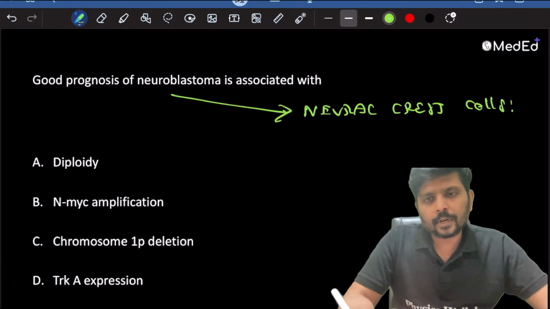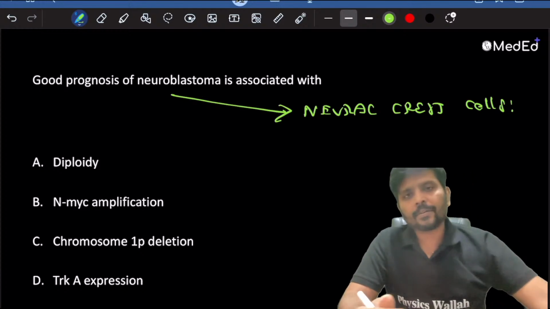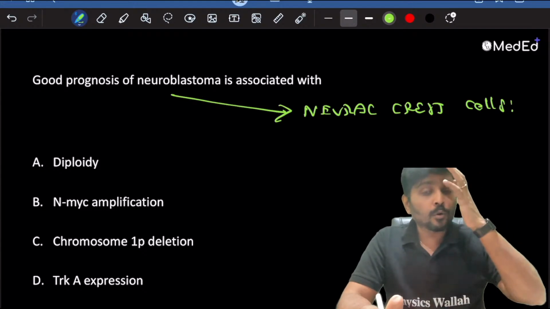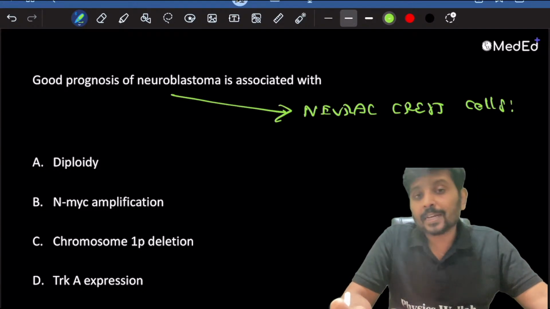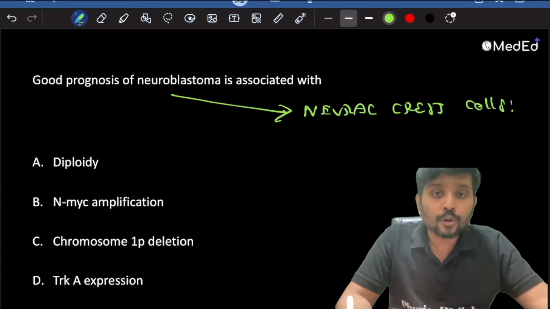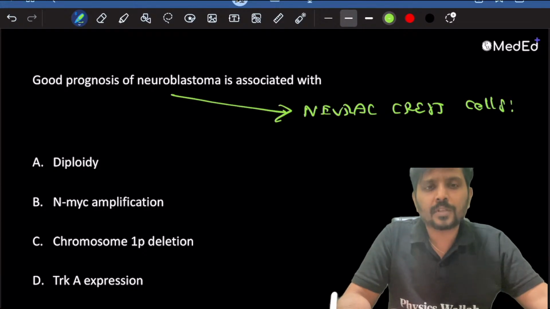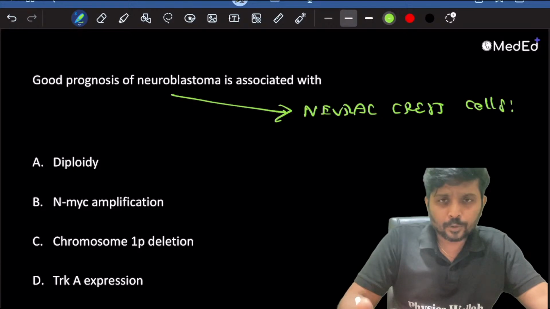You all know that nowadays the treatment is mainly based on whether the child is having good prognostic factors or bad prognostic factors. Good prognostic factors means less toxic drugs, less duration. Whereas bad prognostic factors mean more toxic drugs, more duration. And sometimes if you have so many bad prognostic factors, treatment will not be started also. So what are all the good and bad prognostic factors?